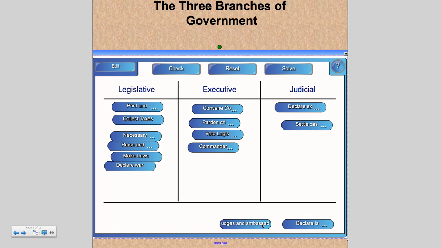Nominate judges and ambassadors. Do you all think the judicial branch can actually nominate their own judges? I think that would be a little unfair. I actually think it might be the executive branch that does that.